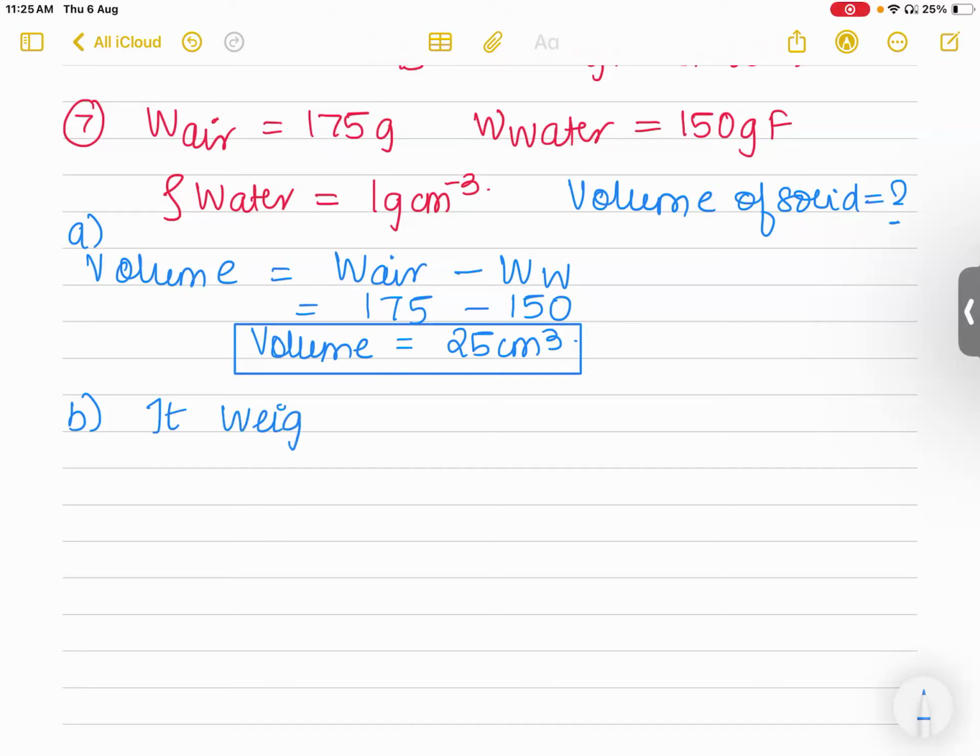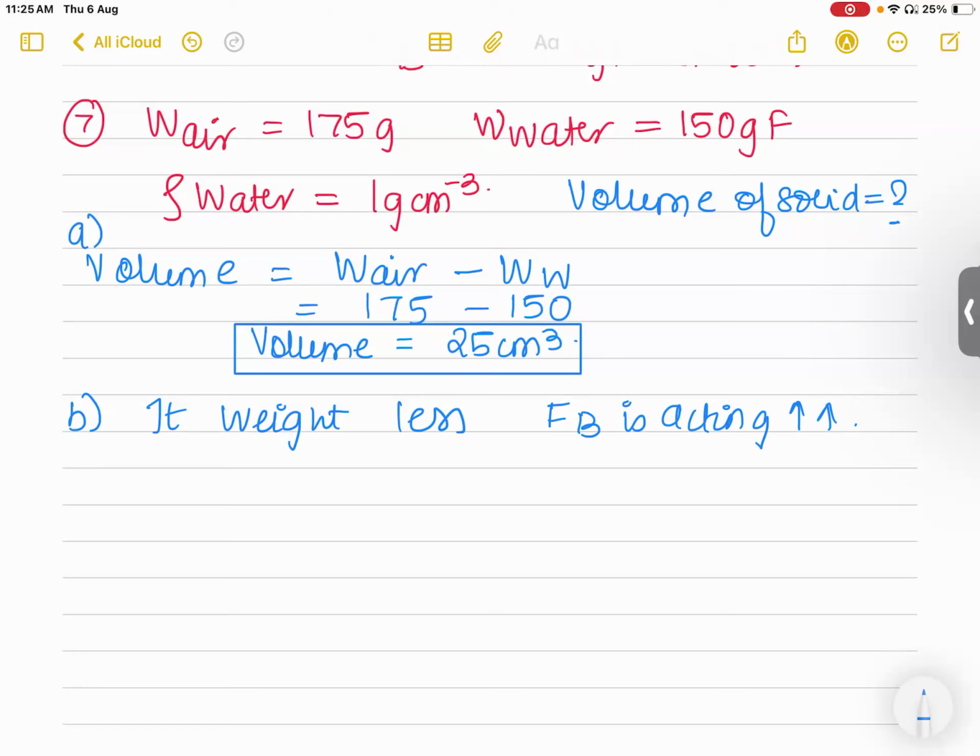Its weight is less. Reason: because FB is acting upwards. Since FB is acting upwards, its weight is going to be less. Is it clear? Is it simple, students? Come on, let's take question number 8.